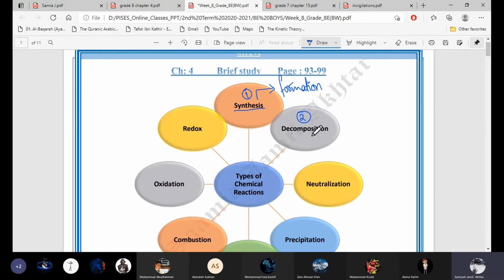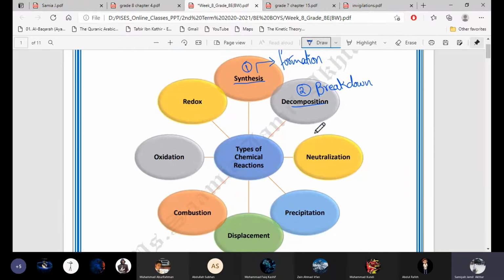Then we have decomposition reaction. Decomposition means breakdown. Okay, so in this type of reaction, we have bigger molecules, bigger compounds, and we break them down into smaller substances. Okay, that's decomposition reaction.